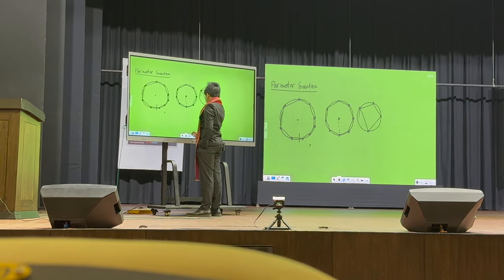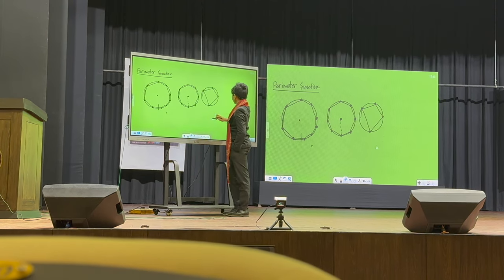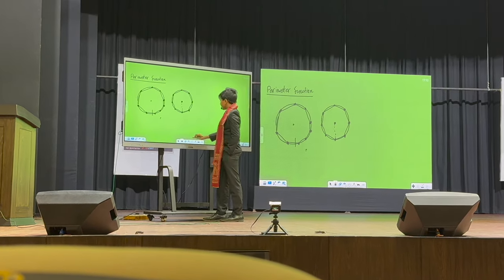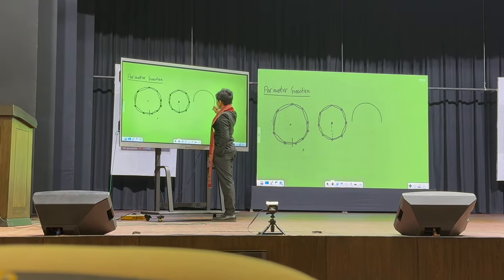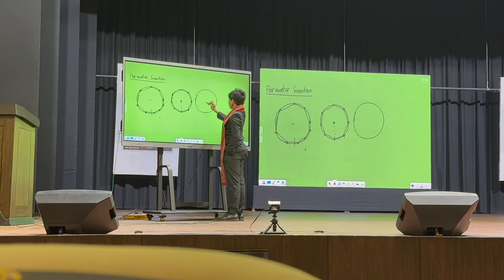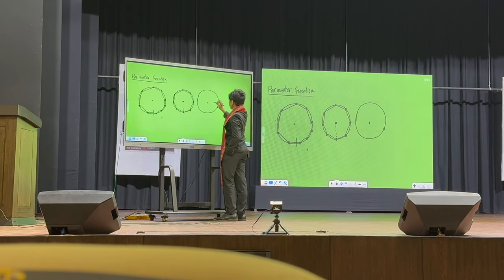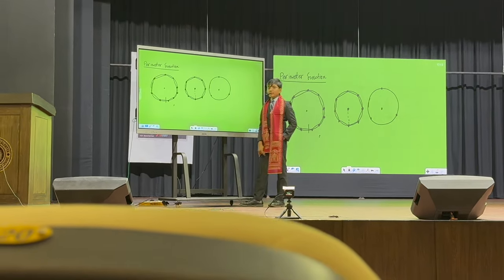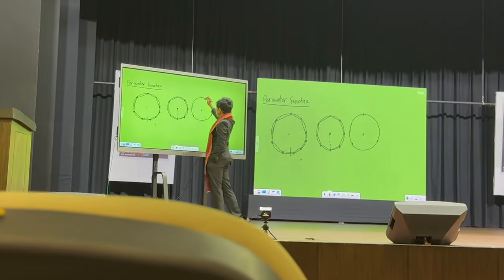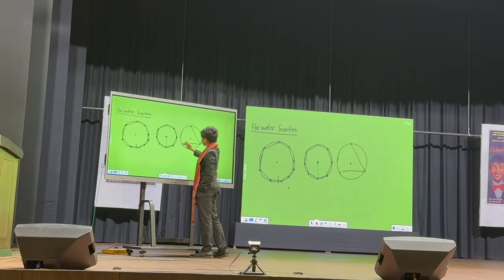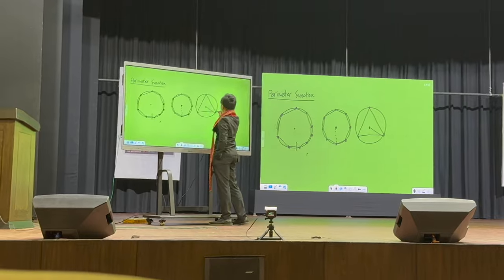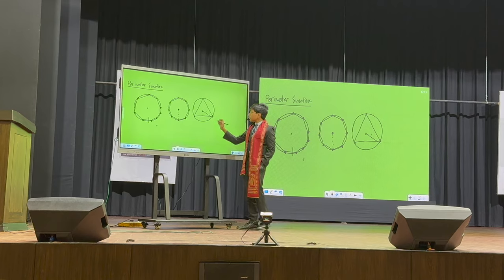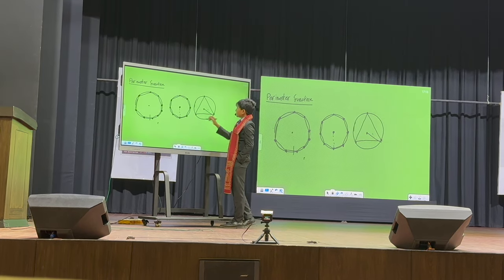So, what is the perimeter function? Well, given a unit circle, if we draw an inscribed equilateral triangle by putting 3 equidistant points, and this has radius 1, would anyone care to come up here to find the perimeter of this equilateral triangle?